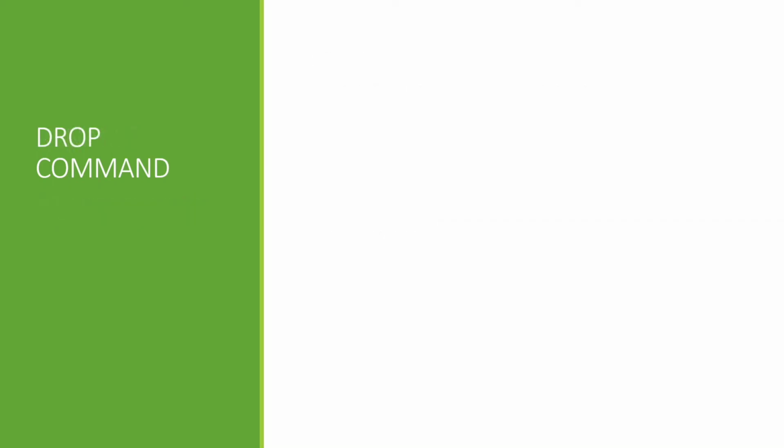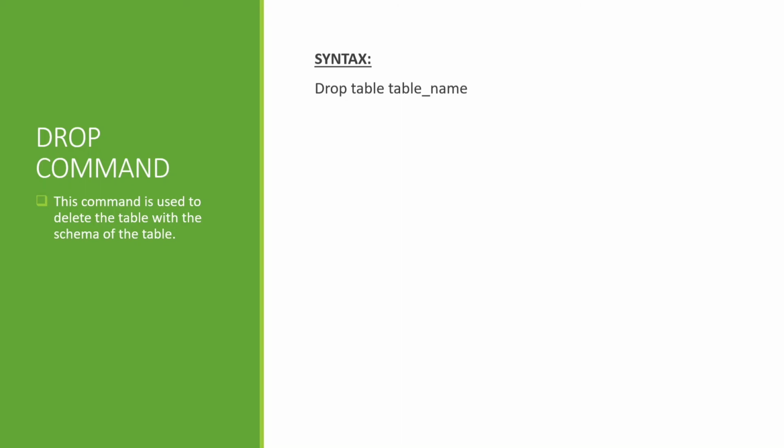The next command in the DDL is the drop command. Now the drop command is used to delete the table with the schema of the table. So what this means is that if you are using the drop command, you will actually delete the data of the table, and along with that you will also delete the field names of the table. So the entire table will be deleted using the drop command. The syntax is drop table and then the table name. So if you want to see the example, that is drop table students.